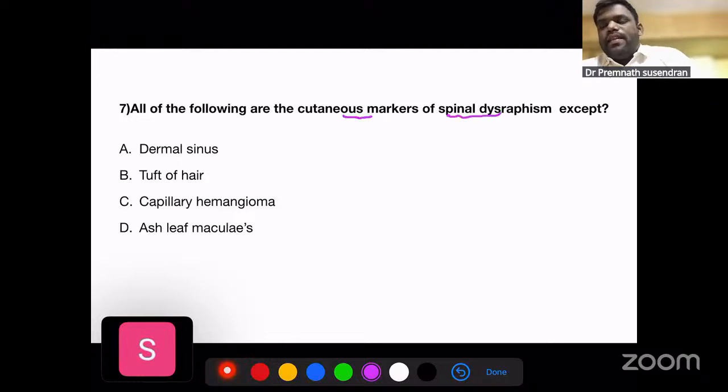Okay, spinal dysraphism is the collective term for spinal cord maldevelopment. So what are the external cutaneous markers? The dermal sinus will be there. Yes, a tuft of hair will be present. And capillary hemangioma is there. Yes, capillary hemangioma is there.